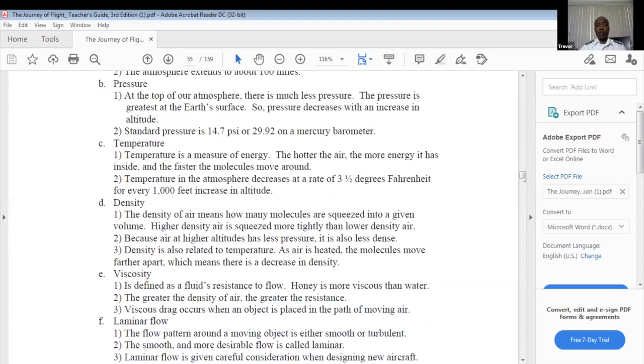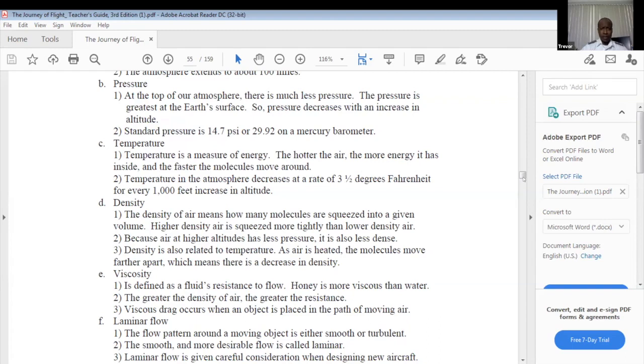Now, temperature is a measure of energy. So what you find is the hotter the air, you have more molecules moving about randomly. And the colder the air is, the more compact the molecules are. That means they are sticking together more. They're not energized. They're not moving about quickly.